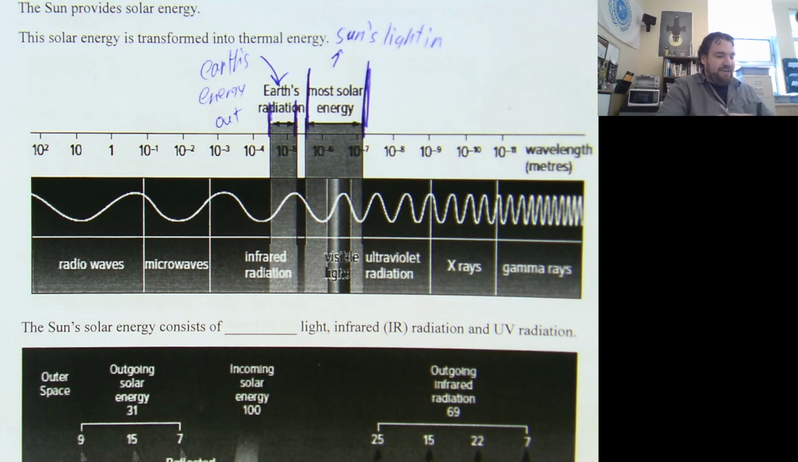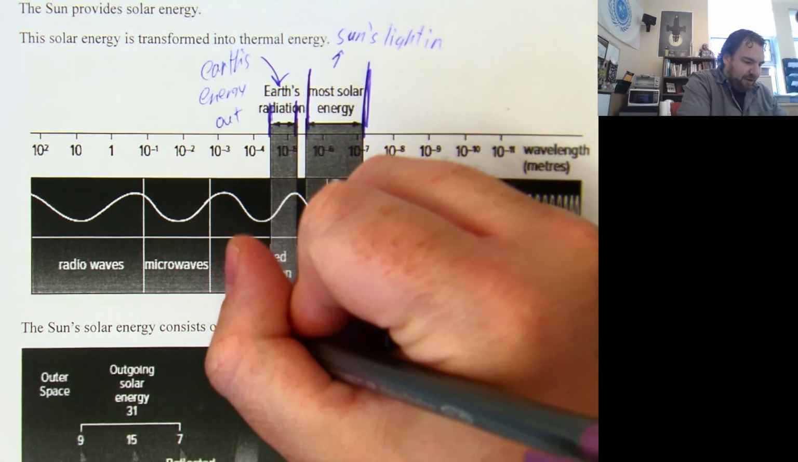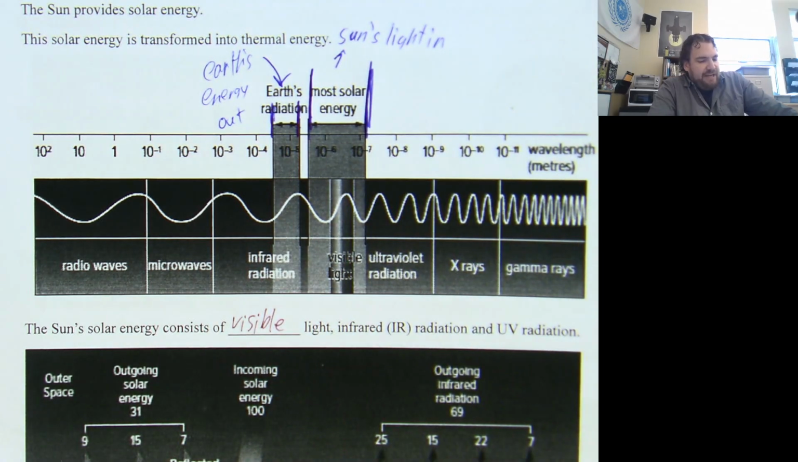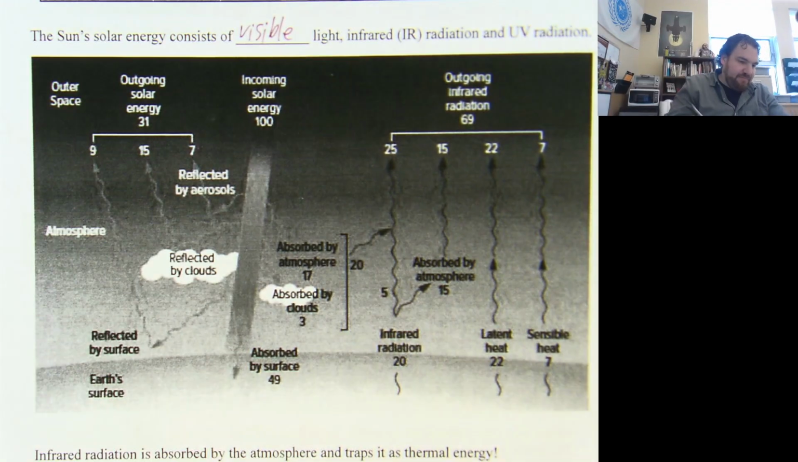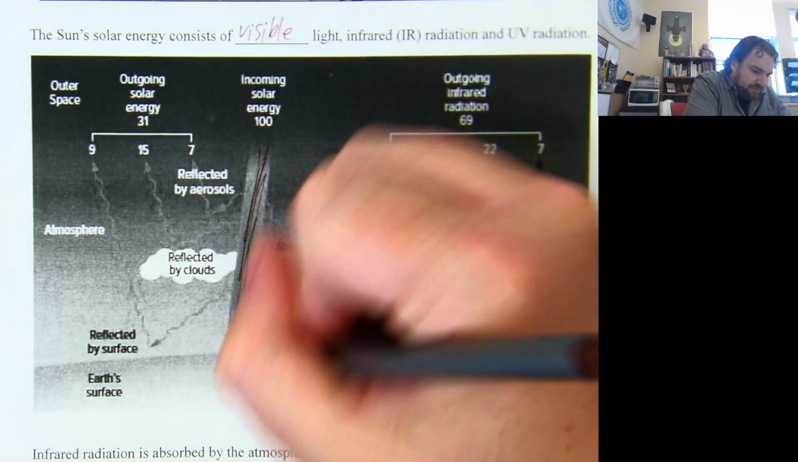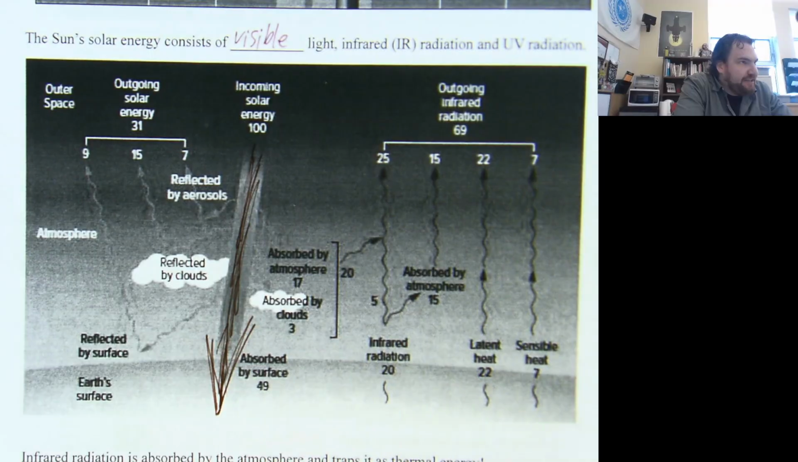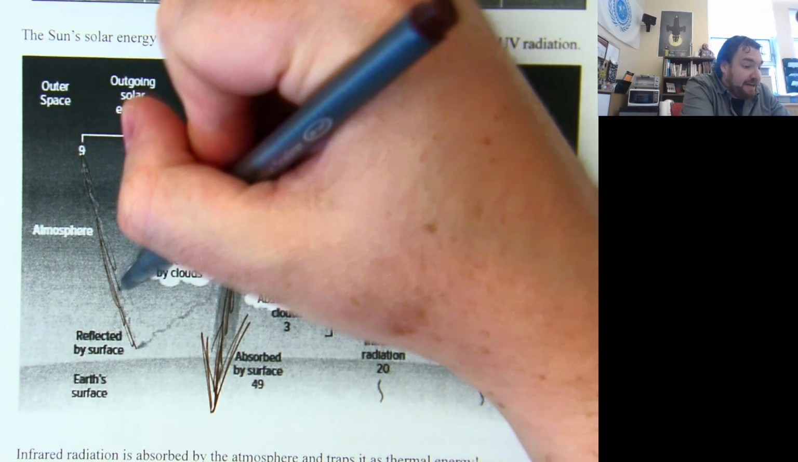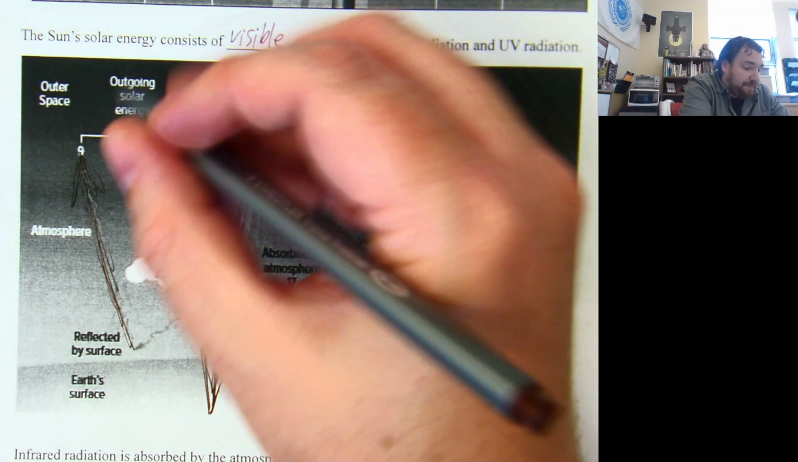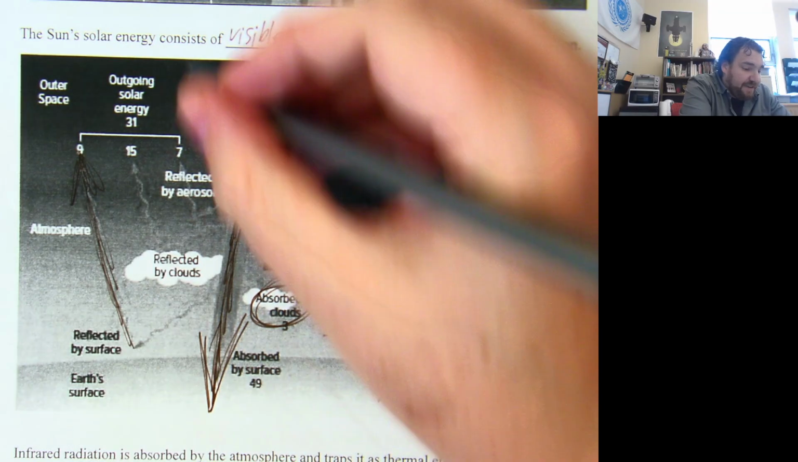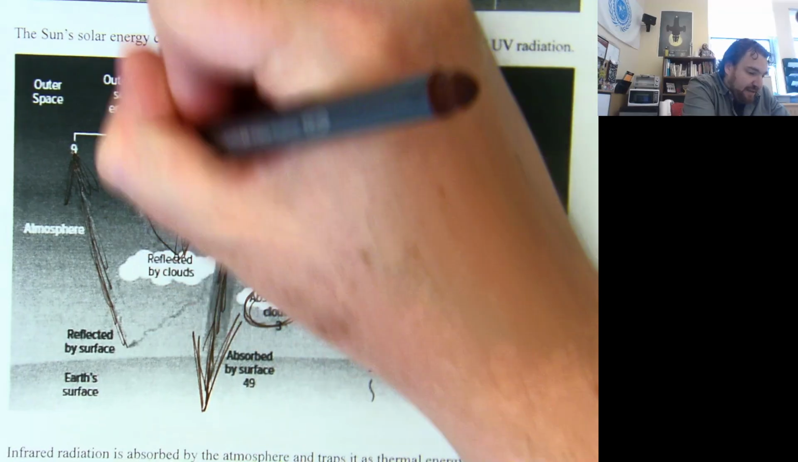Okay, so I'm sliding down here. The sun's solar energy consists of visible light, infrared radiation, and UV radiation. Here's how it works. Sun's light comes in, high energy or higher energy. And Earth is a big reflective surface. That's why you can see it. So it reflects light up. It bounces the same kind of light that came in, tries to bounce out. Some of it gets trapped here. Some of it never makes it down because it's reflected back out by clouds.